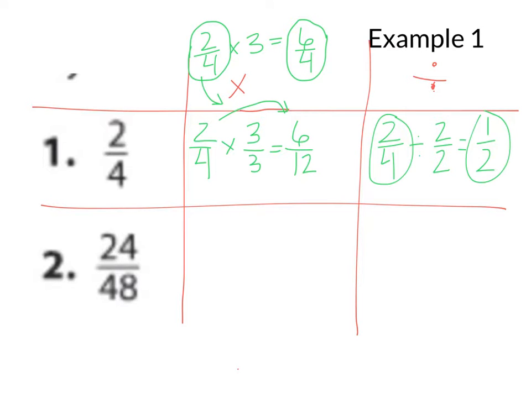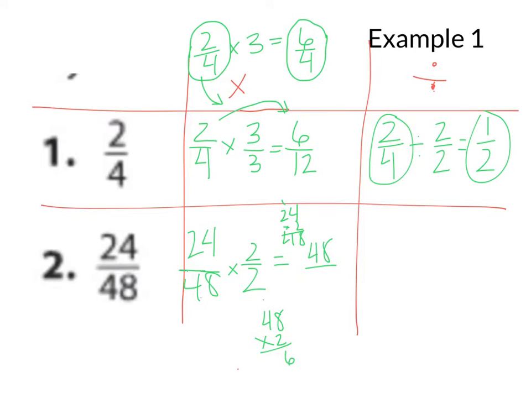Moving on to 24/48. Let's multiply that by 2 over 2. 24 times 2, well, I might have to multiply that out. That's 48. And 48 times 2, if I multiplied that out, is 96. So what we're saying is 48/96 is equivalent to 24/48.